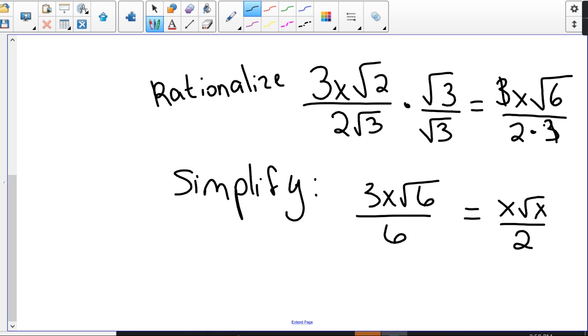We could have also seen it right away. We have a 3 on top, 3 on the bottom. 3 divided by 3 is 1. So we have x times root 6 inside the radical. We have x times root 6 divided by 2. And that is our final answer.